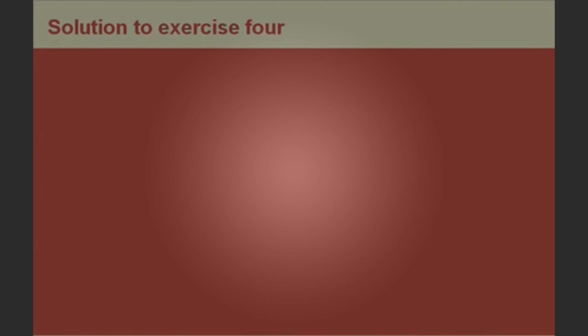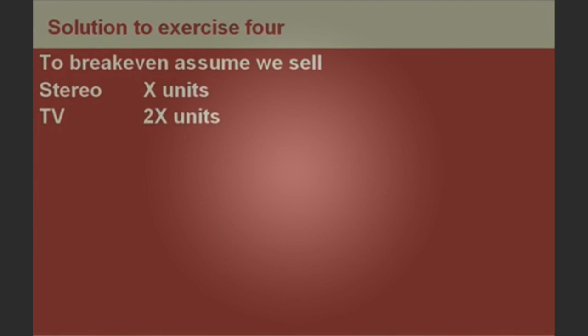In the equation method, you go back to basics. But before you do that, what's the relationship between the two products? 2:1. You sell 2 TVs for every 1 stereo. So to break even, assume we sell X stereo, then we sell 2X television.